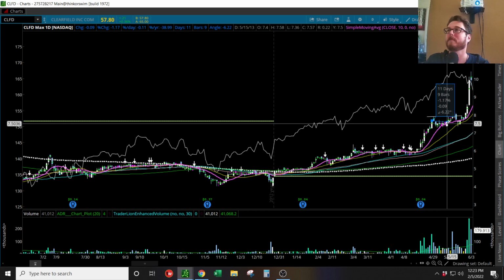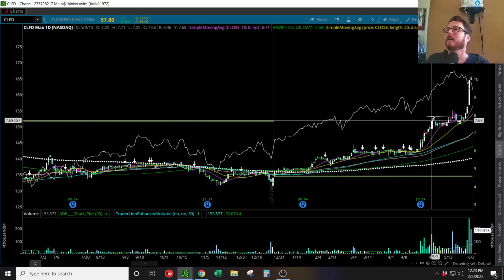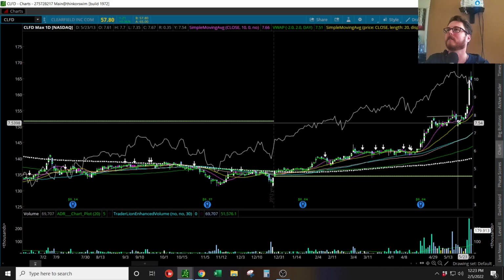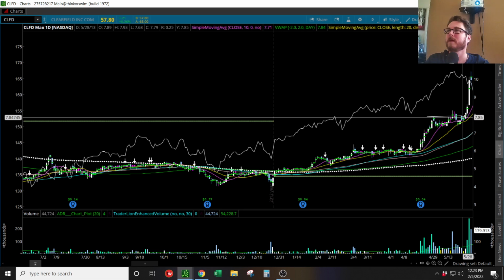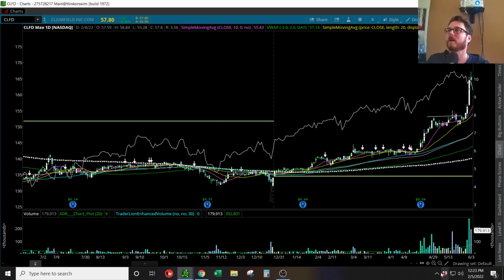If you were in from the EP, you're super happy if you're trailing it with a 20. But we had another flag here, popped up, came back down right to the 20. And then it popped up here and had 2 tight days. So this 530 would have been tough for me to take just because of how messy it is. But this was the day you wanted to get in.